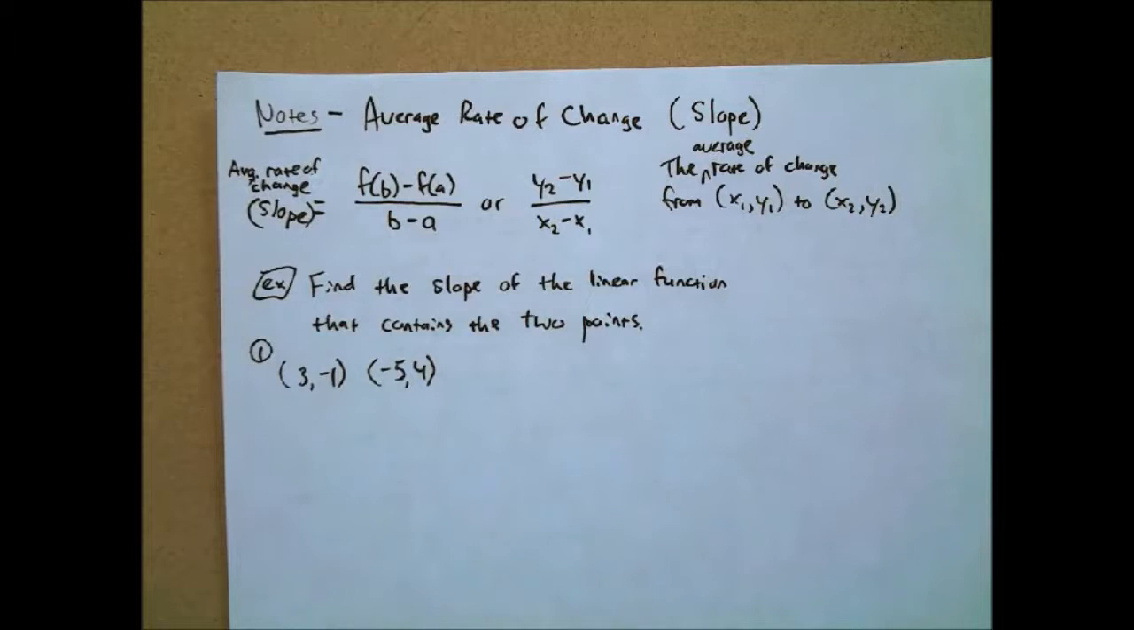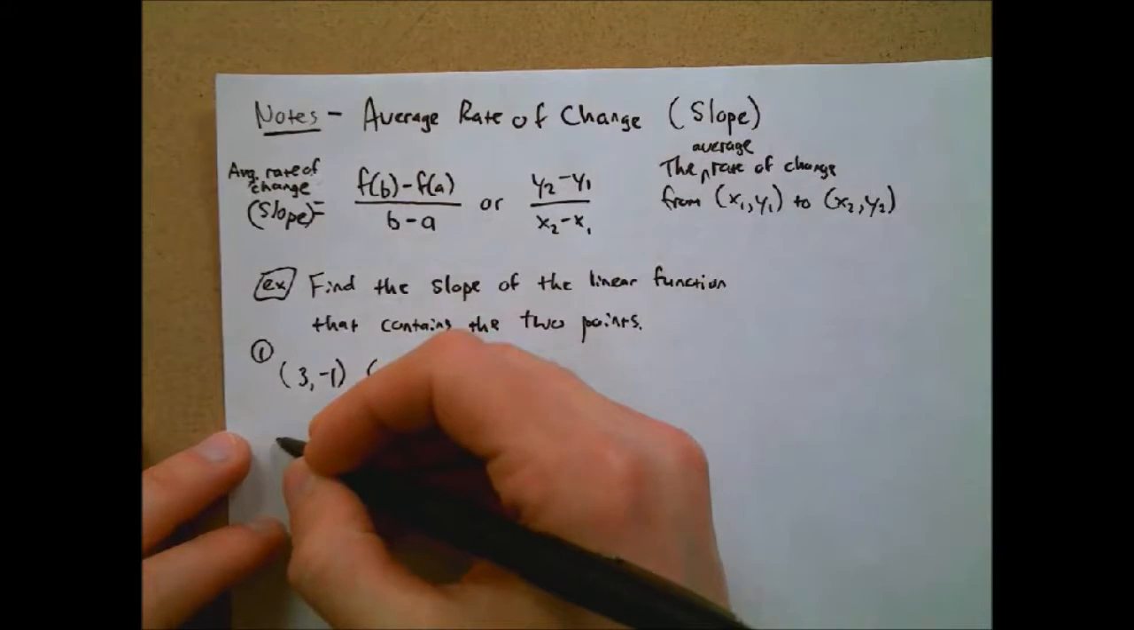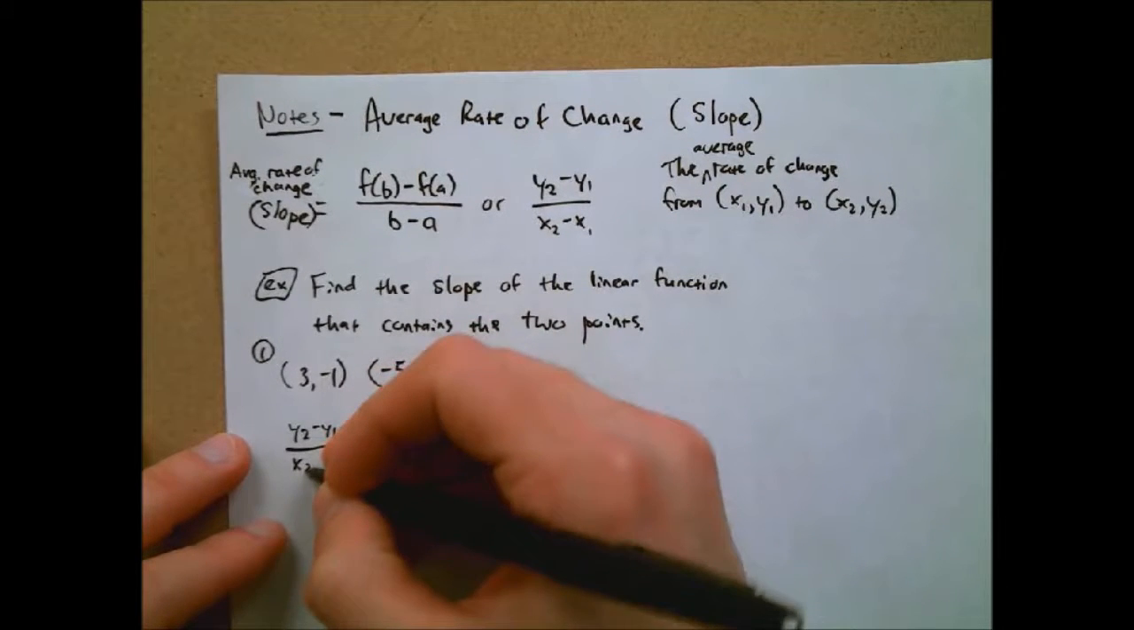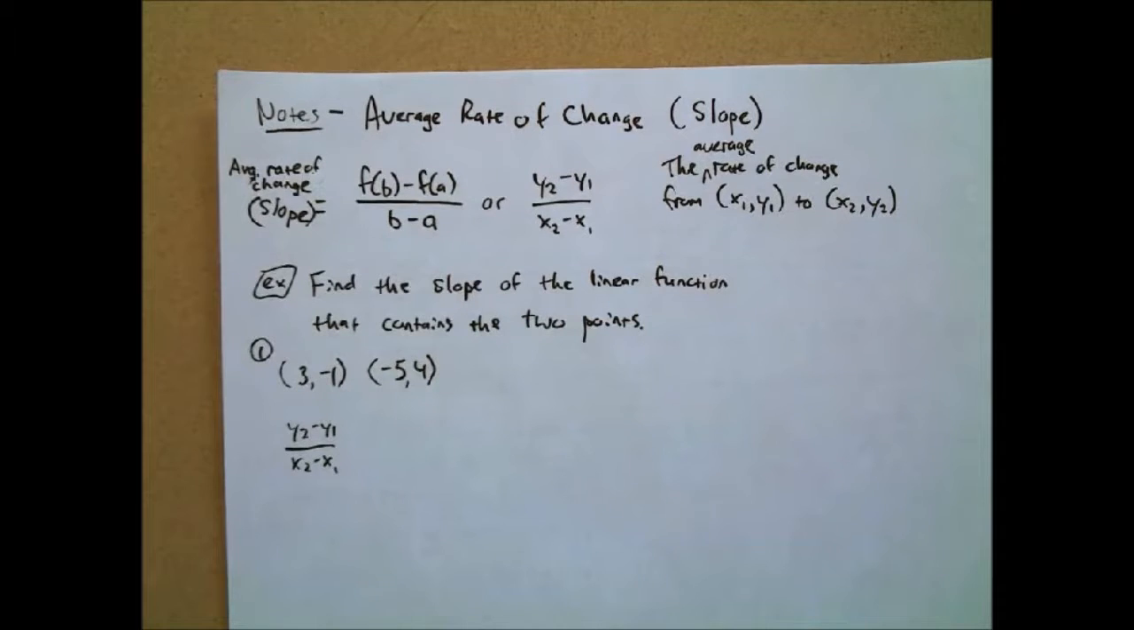Like that. Okay? So, we want to find the slope between these 2 points. So I'm going to write down the slope formula. Okay? So we're going to write y2 minus y1 over x2 minus x1.